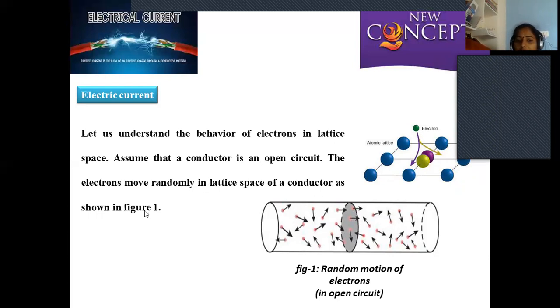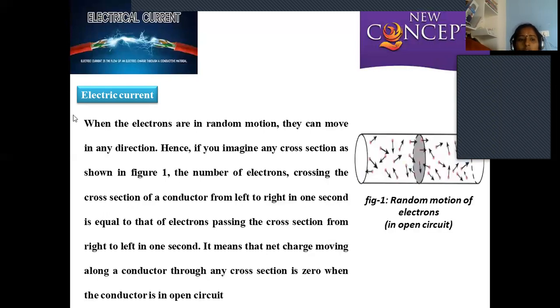The electrons move randomly in the lattice as shown in this figure. Let us assume this is a metallic lattice where electrons are moving in their own direction of axis. So one is moving in upward direction, another bottom wise direction, left hand side, right hand side. In all possible directions, electrons have provision to move. This is called randomness. So as per their interest, they are moving in all possible directions. This is random arrangement of electrons when they are present in open circuit.